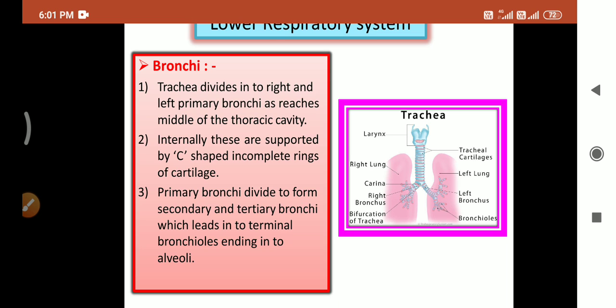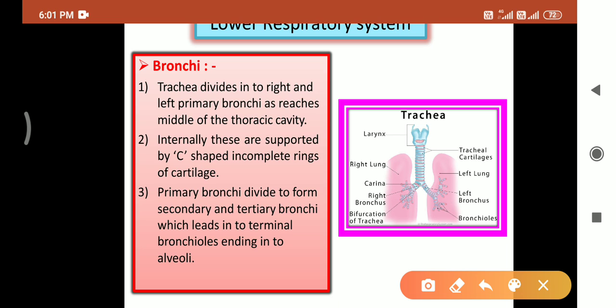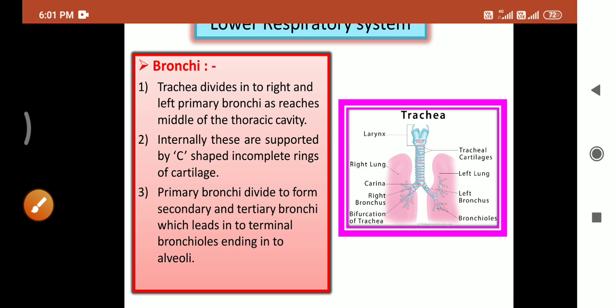Okay, which leads into the terminal bronchioles. The last part of this passage, the tracheal terminal, is called the bronchioles. You can see in this picture here that this is the bronchioles. So, left bronchus and right bronchus, left lung and right lung. And then this is the tracheal cartilage. I hope this diagram is clear to all.